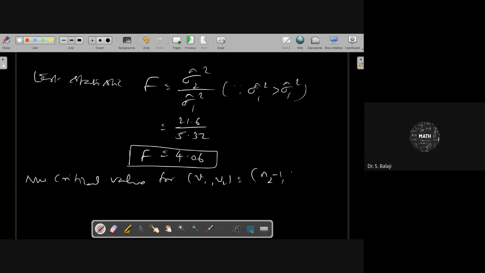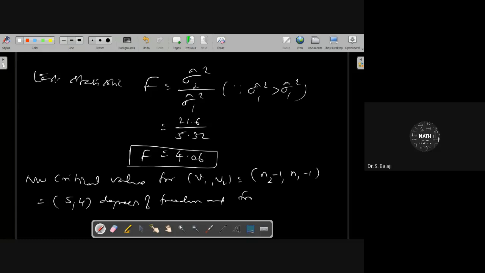N2 minus 1. V2 is N1 minus 1, because V1 is the numerator degrees of freedom. This is the denominator degrees of freedom. The numerator is 6, the denominator is 6, sorry, sigma 2 comes from the 6 data here. So 6 minus 1 is 5, 5 minus 1 is 4. So 5 comma 4 degrees of freedom.